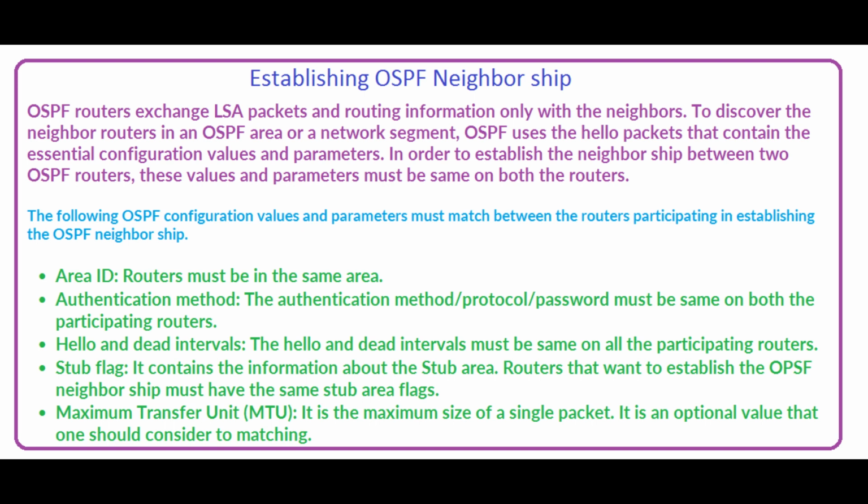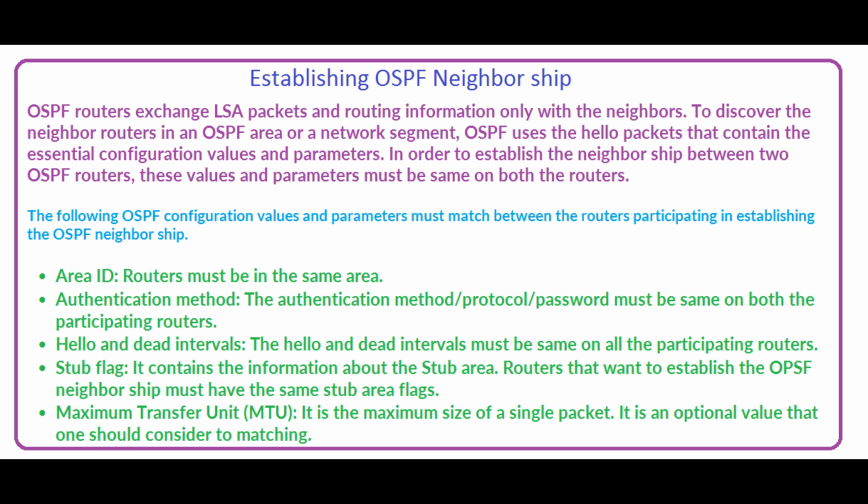Establishing OSPF neighborship. OSPF routers exchange LSA packets and routing information only with their neighbors. To discover the neighbor routers in an OSPF area or a network segment, OSPF uses hello packets that contain the essential configuration values and parameters. In order to establish the neighborship between two OSPF routers, these values and parameters must be the same on both routers. The following OSPF configuration values and parameters must match between the routers participating in establishing the OSPF neighborship.